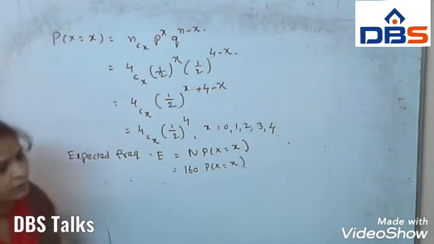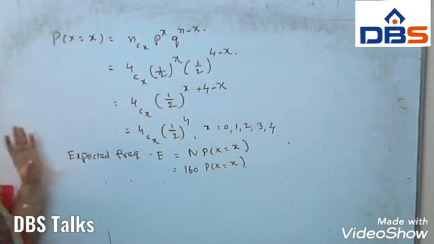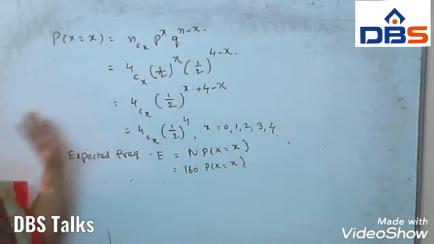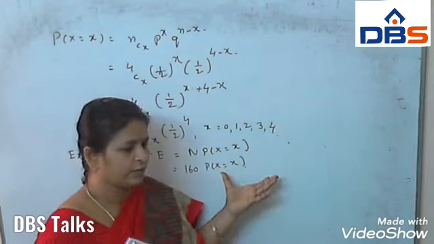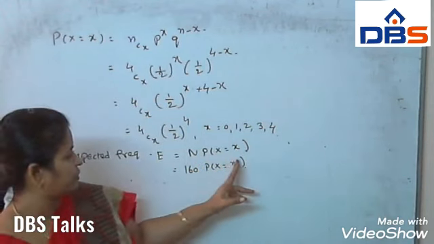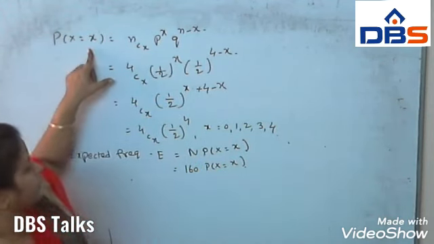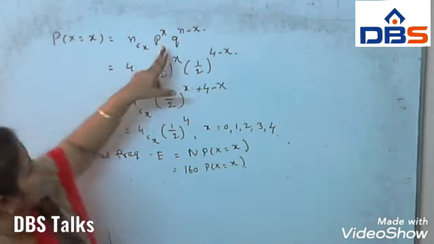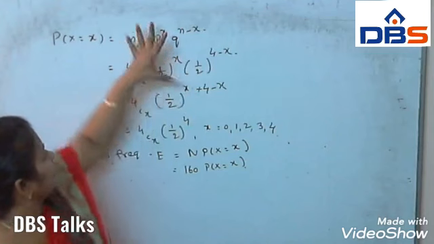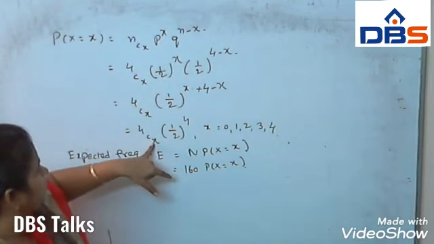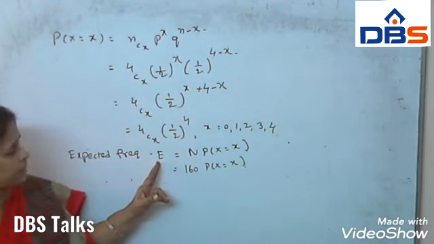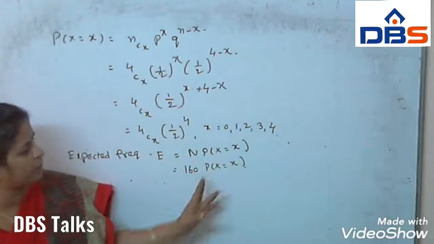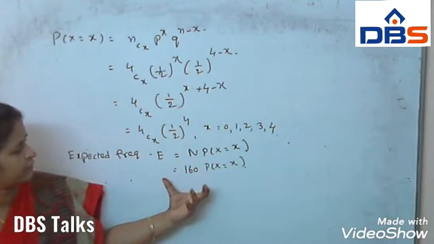First, our question is whether the binomial distribution is a suitable case for this data or not. For that, first we have to find expected values from the binomial distribution. Using the binomial distribution, the probability value is ncx, p power x, q power n minus x. By substituting all the values, 4cx, 1 by 2 power 4. So the expected frequency E equal to n into p of x equal to x. First you have to find the expected frequency for each value.